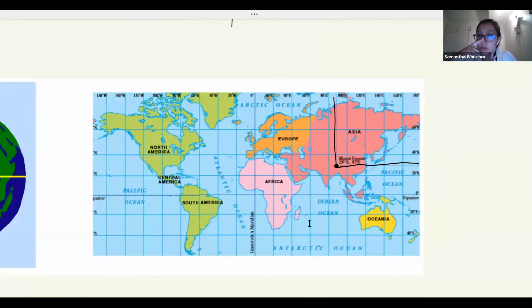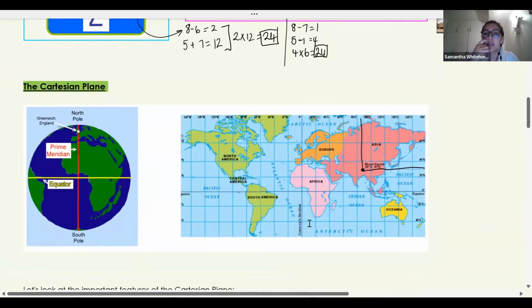That is essentially what the Cartesian plane does for us. It allows us to pinpoint or locate exactly where a specific point sits on a Cartesian plane. Now, obviously, this is why I said don't screenshot this. We are not going to do coordinates like in geography. We're going to apply it to maths.